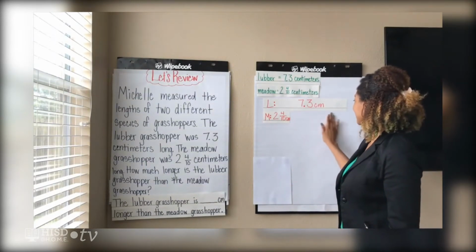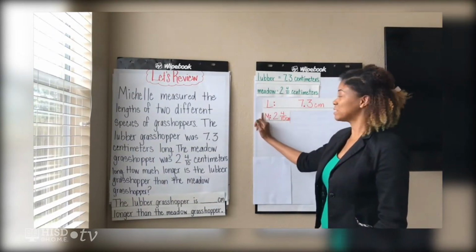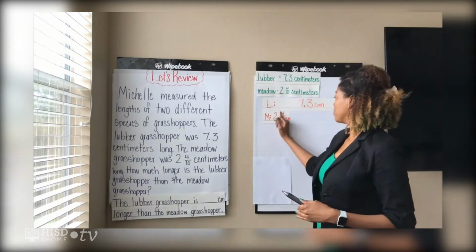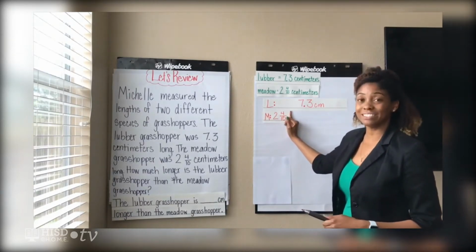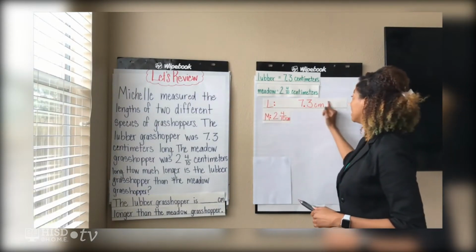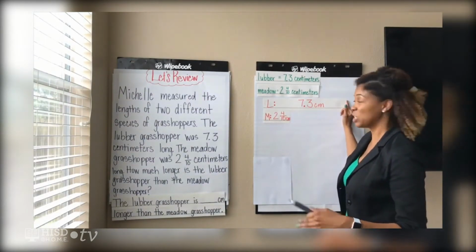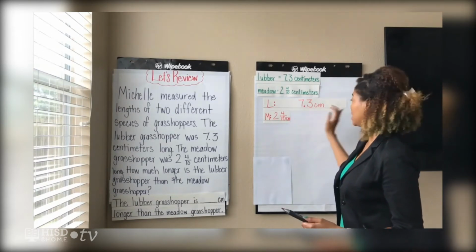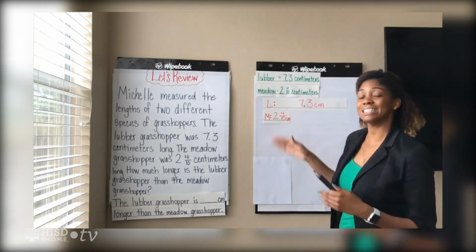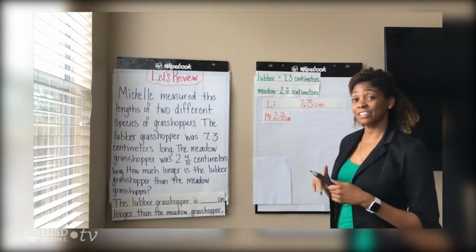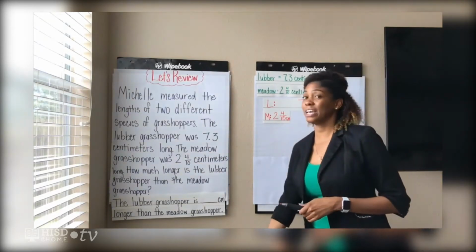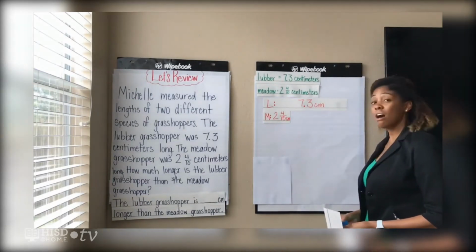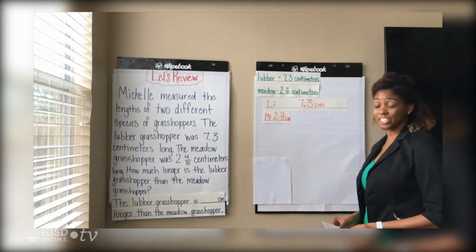But this part, so let's say that this is where we line them up and we measure them from the same end. And when we measure the meadow, it stopped here. But when we measured the lubber, it kept growing. So it was longer than that meadow grasshopper. But this part tells us the difference in their length. So let's go ahead and talk about that part. What would that part be called if we're trying to find that extra piece?